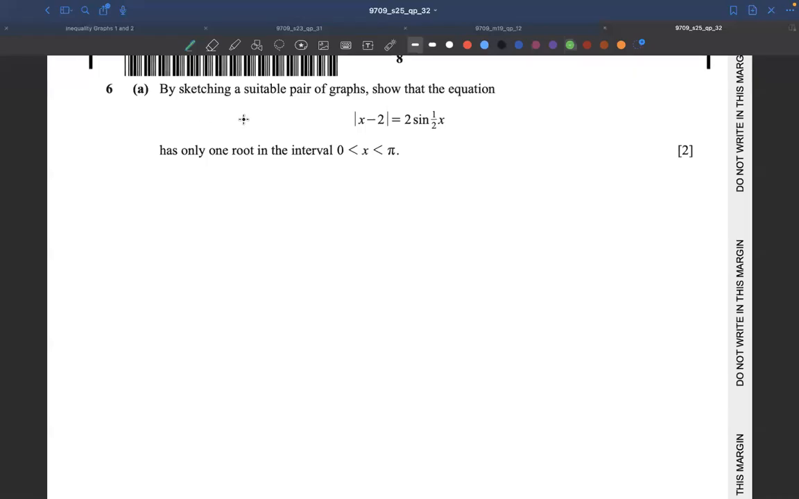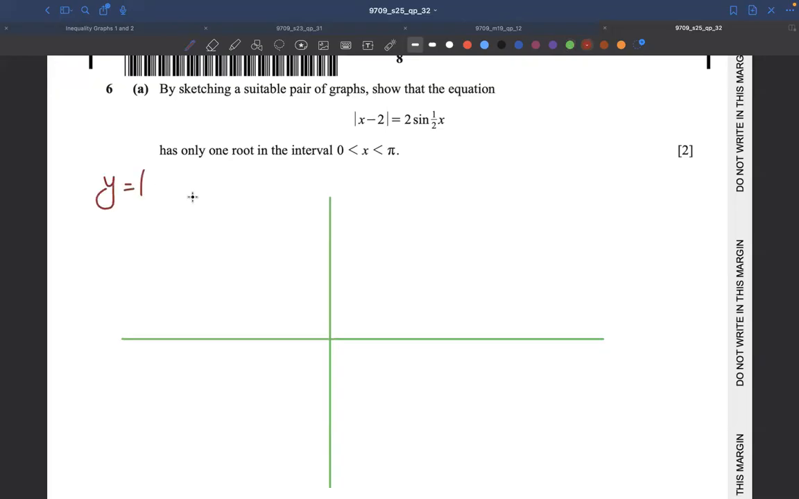In question number 6a, by sketching a suitable pair of graphs, you have to show that the equation modulus x minus 2 is equal to 2 sine half x has only one root. So the way to do that would be, let's make the x and the y axis first. Now, if we have to sketch a graph of y equals modulus of x minus 2, we can first simply sketch the graph of y equals x minus 2.